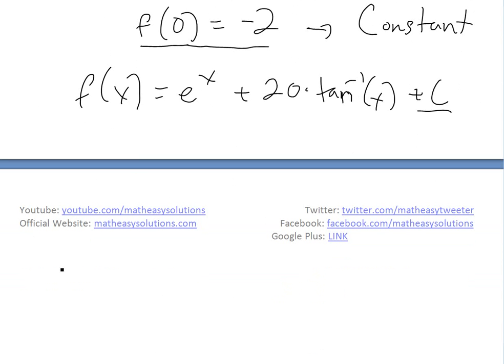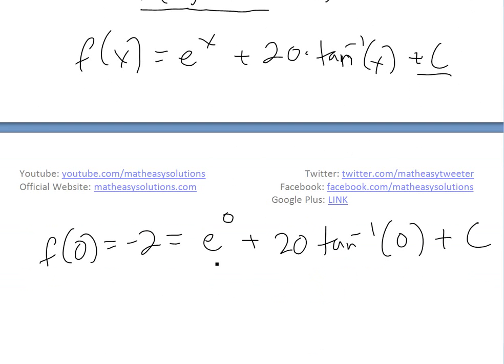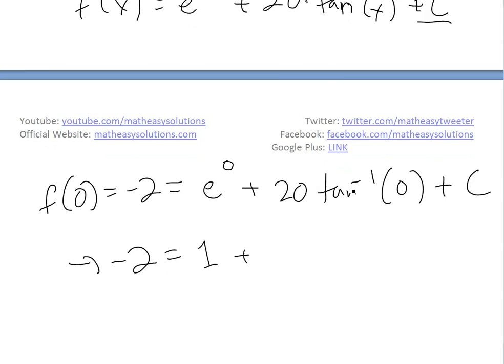So we just plug that in. We're going to go f of 0 is equal to -2, then we just plug in the zeros here: e to the 0 plus 20 inverse tan of 0 plus c. Now e to the 0, anything to the power of 0 is defined as 1. You can see my video in the info link below that discusses power functions in this way and what this would equal. So basically we just plug this in here. We're going to have -2 is equal to 1 plus, well, this tan one here, I'll just show you what this is.